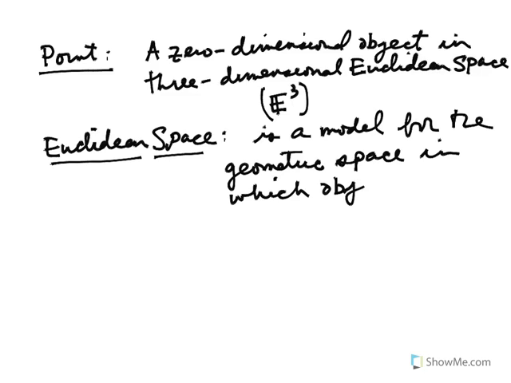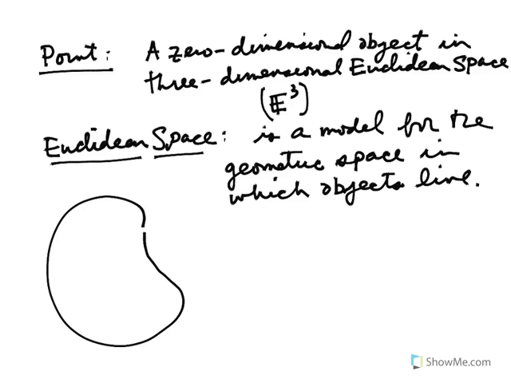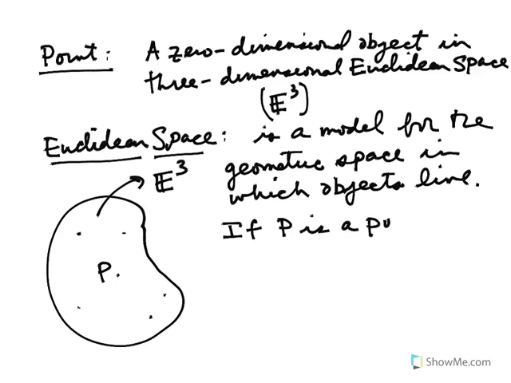objects live. So what we're really saying is that, let's suppose that I abstractly draw a blob, and I call that blob three-dimensional Euclidean space. Then points lie in three-dimensional Euclidean space. So I can just label these points. Suppose I label one of them and just call it P. So if P is a point, then P is an element of E3.